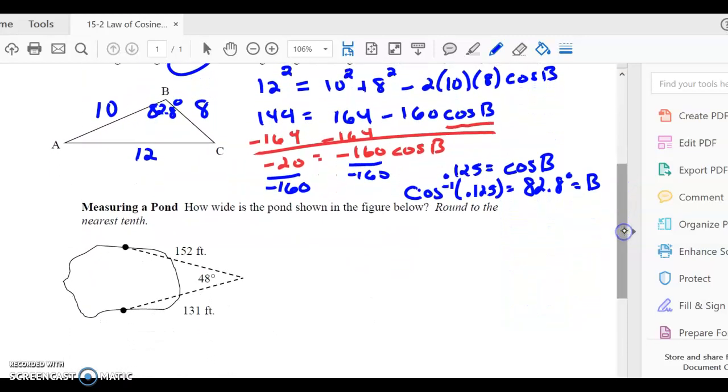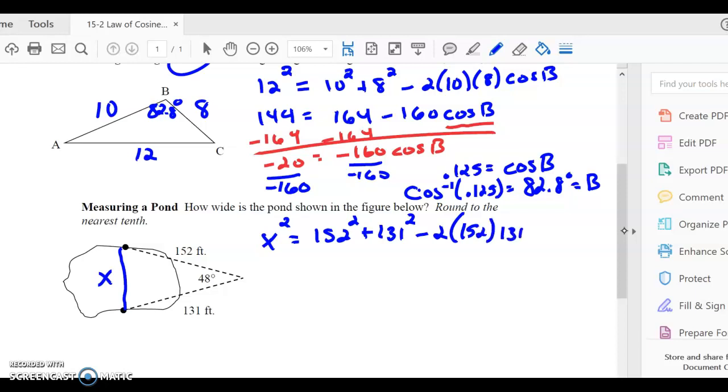Next example, measuring a pond. How wide is the pond shown in the figure below? Round to the nearest tenth. Really what they want you to do is find this distance x. In this case, this is a side angle side case. You're trying to find x, so x is going to be the isolated side on the left-hand side. So x squared is going to equal the other two sides squared, 152 squared plus 131 squared, minus 2 times 152 times 131 times the cosine of 48. Now you have the included angle, so that makes it a side angle side case.